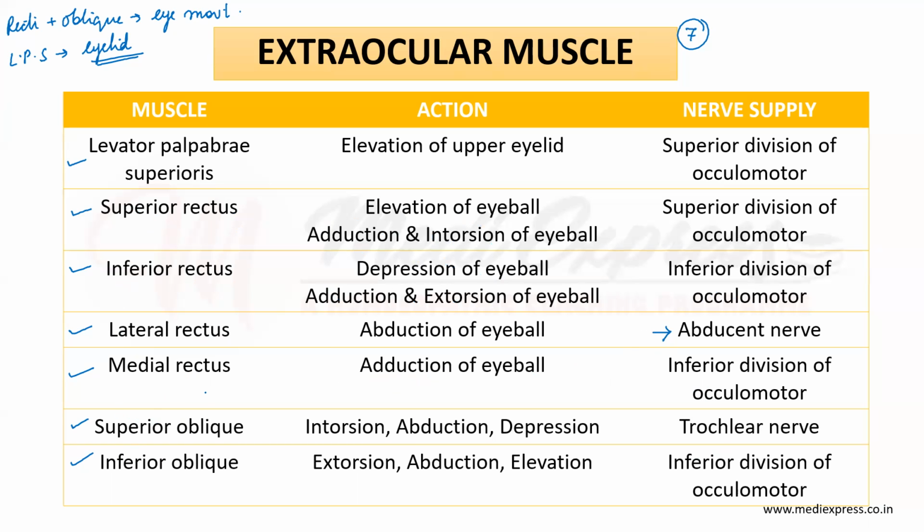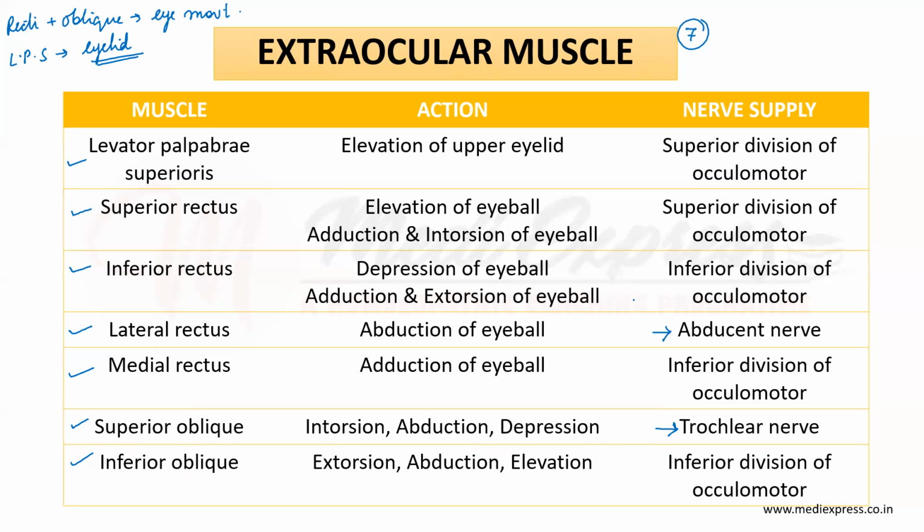Now coming to the superior oblique and inferior oblique, they are just opposite in terms of action. Superior oblique helps in intorsion, abduction, and depression, whereas inferior oblique helps in extorsion, abduction, and elevation. Intorsion and extorsion, depression and elevation. One different thing is that superior oblique is supplied by the trochlear nerve.